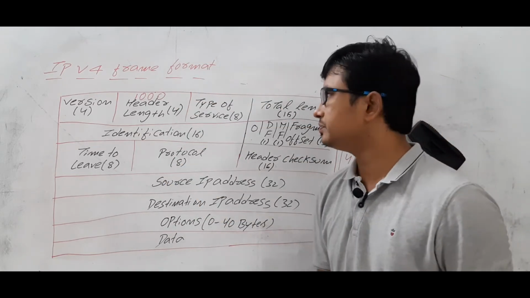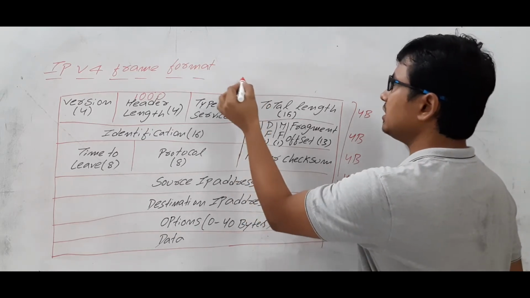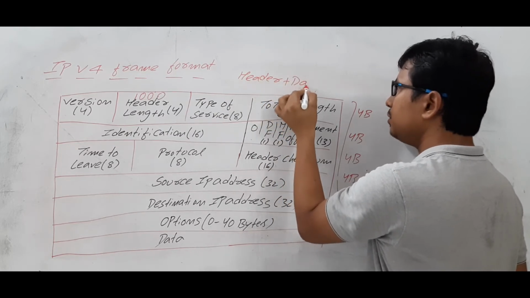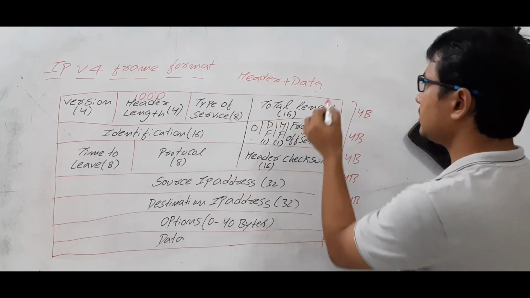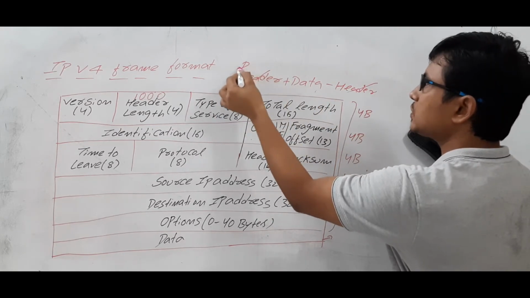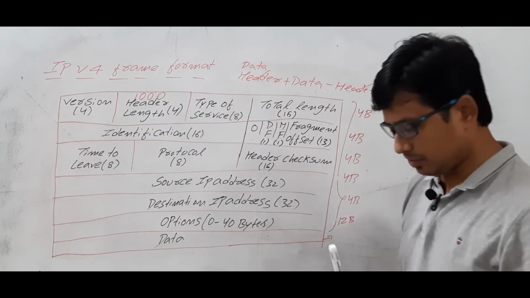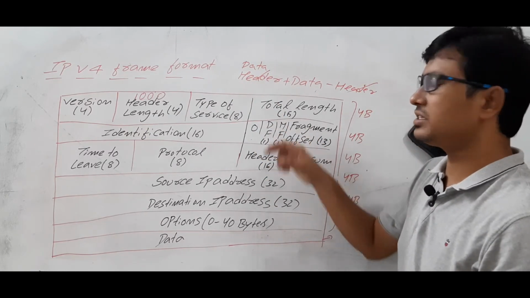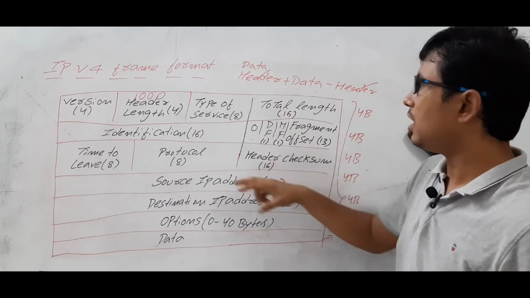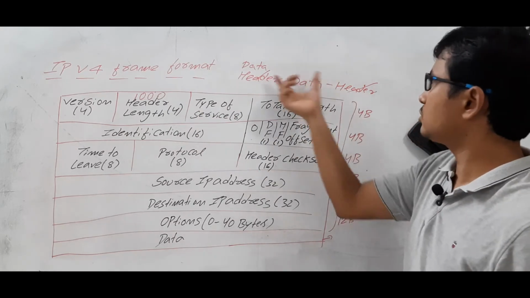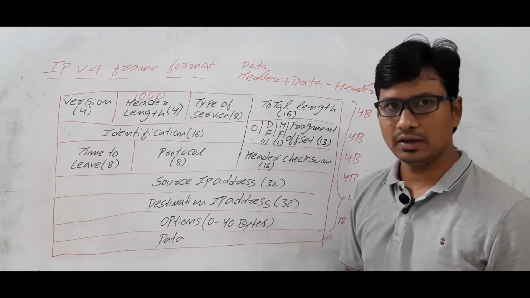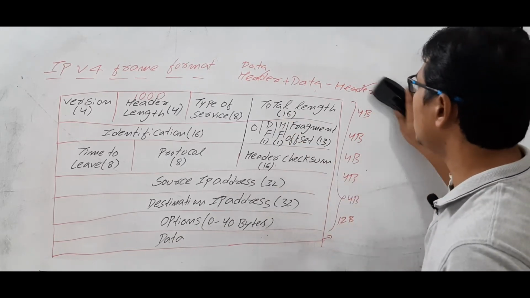Then you can ask me, sir, you are telling the total length will tell the header length plus data. Now we know already the header length. Am I right? Then if I subtract header from total length, I will get the actual data. Am I right or wrong? Because total length you are saying, which is 16 bits, will tell the length of the header plus data. Already I know the header length. So if I subtract, I will get the actual size of the data which is there in the packet. Are you able to understand? So that is the use of the total length.